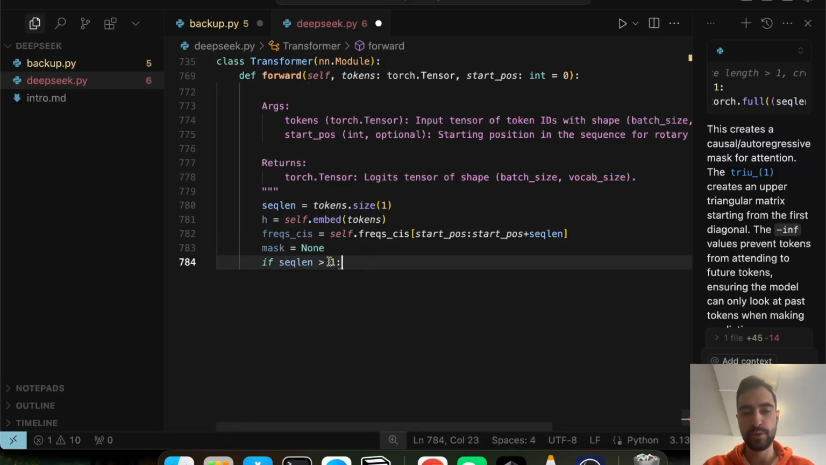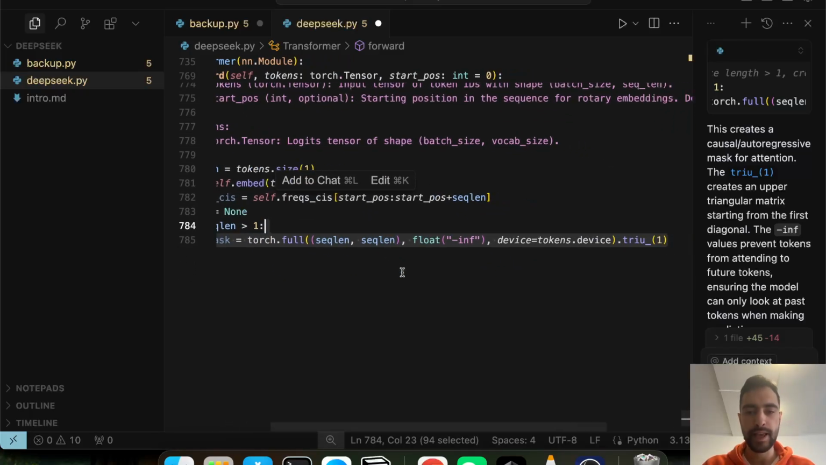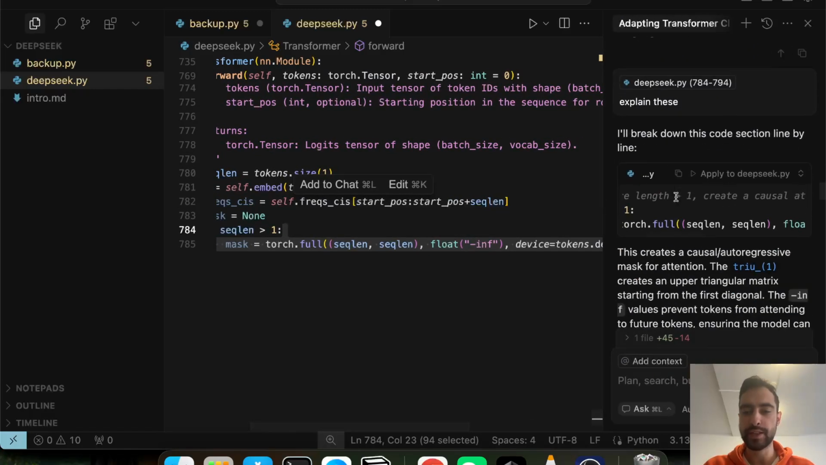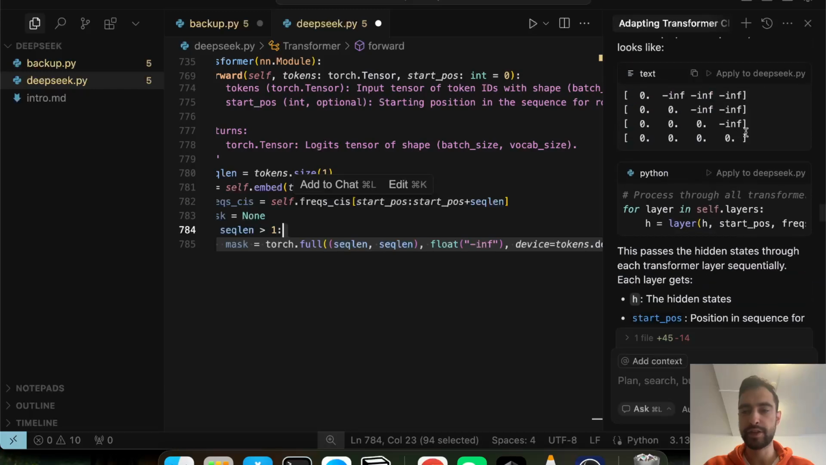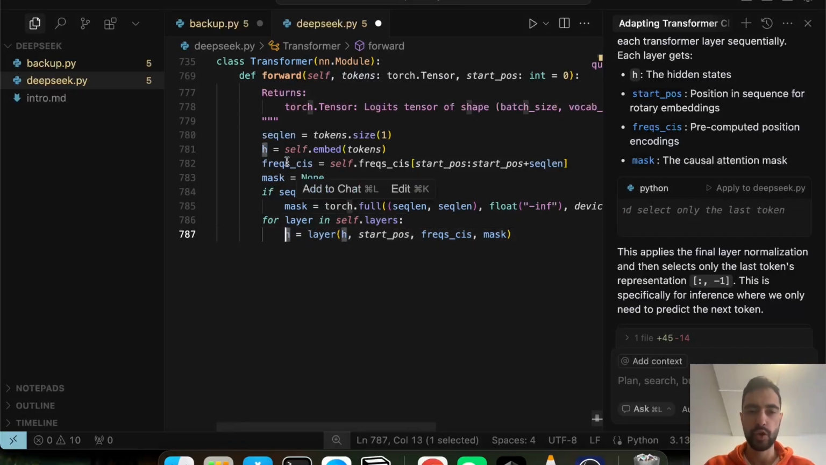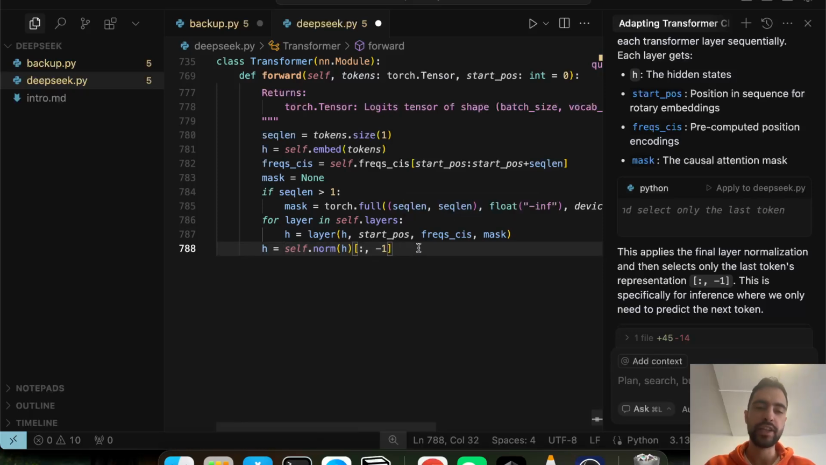If sequence length is more than 1, then we are creating this tril function that will mask future tokens. It's going to look like this. Here you see minus infinity on this triangle. Then for layers, we will pass the embedded tokens through each layer and pass in some rope parameters. Then we will just select the last token after this normalization so we can use it.